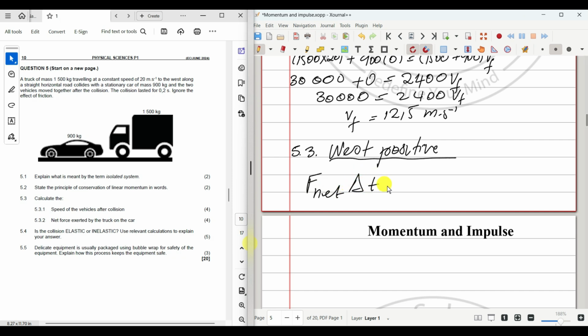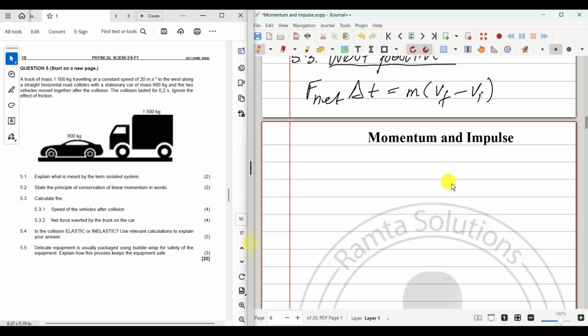Okay. Now, momentum impulse theorem. It's F net delta t equals m times V sub f minus V sub i. So which one are we looking at? Which vehicle should I take? Okay, let me take the car. But it doesn't matter. Force exerted by the truck on the car, I can take F sub net. What is the time? The collision lasted for 0.2 seconds.